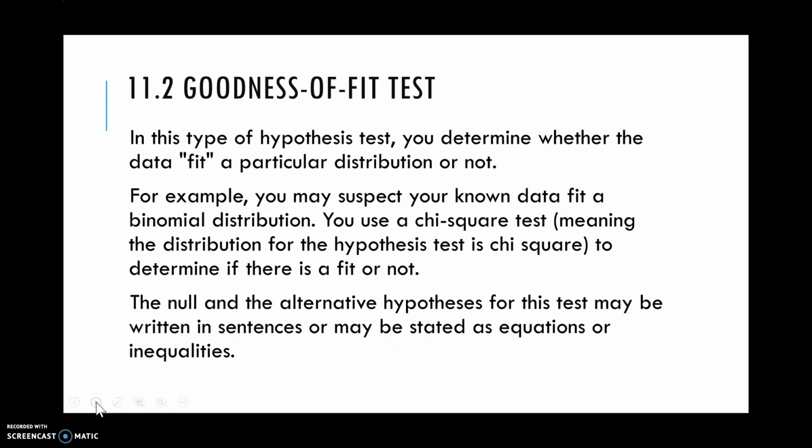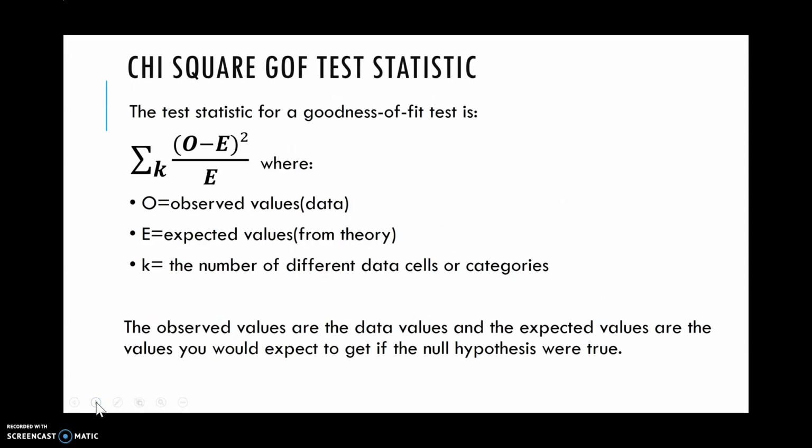All right, so we're going to look at two different tests for chi-squared. The first one is going to be a goodness of fit test. And in this type of hypothesis test, you're going to figure out whether the data fits the particular distribution that you're working with or not. So you may think that the data fits a binomial distribution, and you can use a chi-square test and use hypothesis testing to determine if it fits or not. The null and alternate hypothesis are going to be written in sentences, or you can also write them as equations or inequalities like we've been doing.